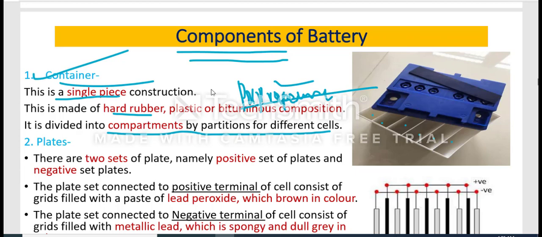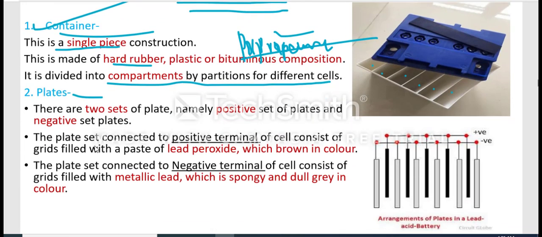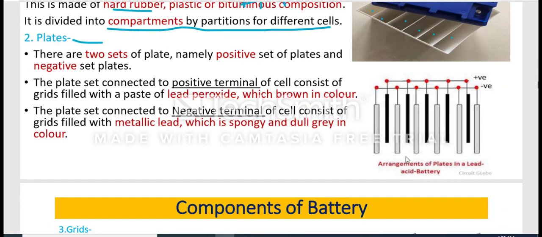Okay, so remember, this is a very important point: components of a battery. Next is plates. The next component is the plate. Actually, there are 2 types of plates in each cell. One is the positive plate and the second one is the negative plate. So there is a series of positive plates.